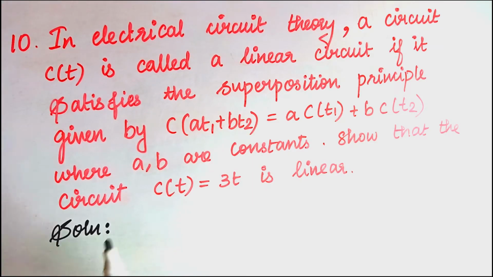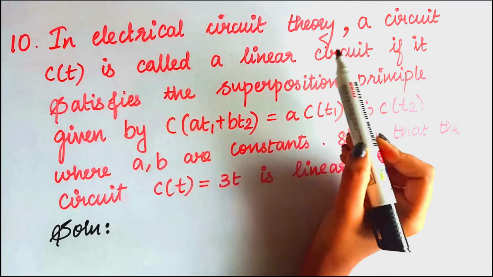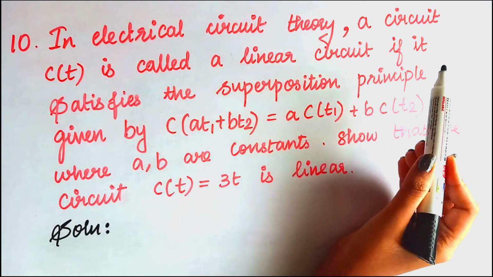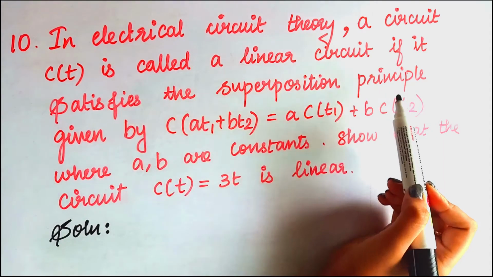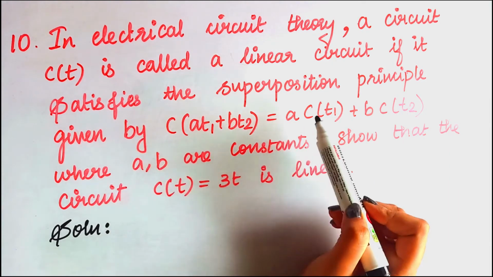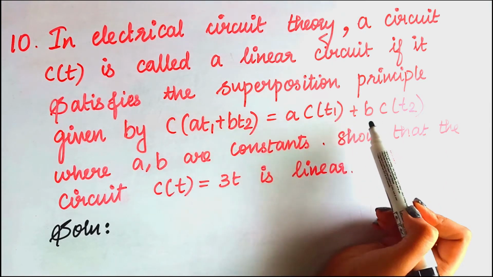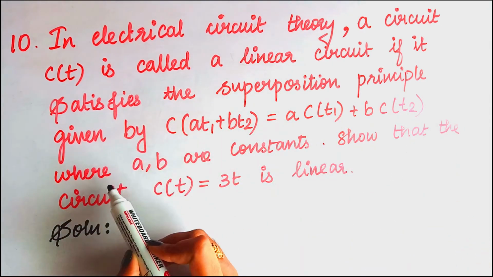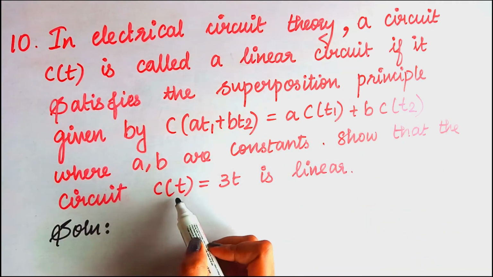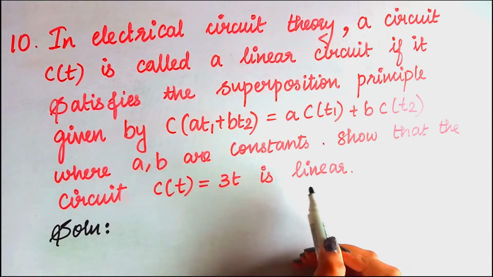10th sum. In electrical circuit theory, a circuit C of t is called a linear circuit if it satisfies the superposition principle given by C of at1 plus bt2 is equal to a C of t1 plus b C of t2, where a, b are constants. Show that the circuit C of t is equal to 3t is linear.